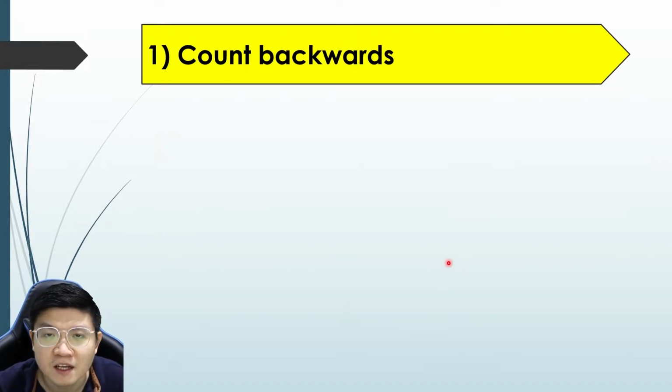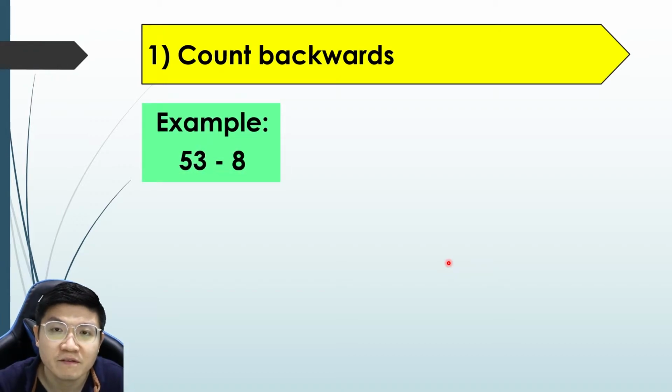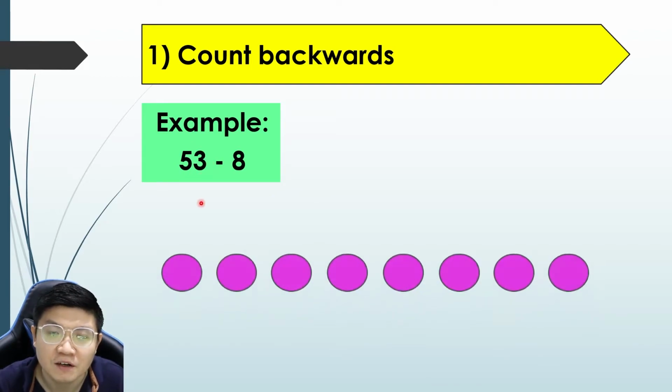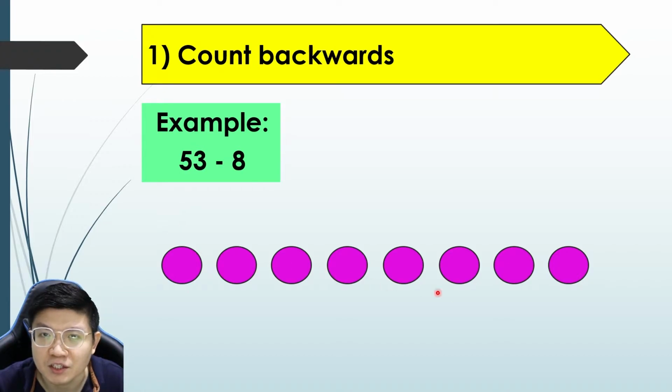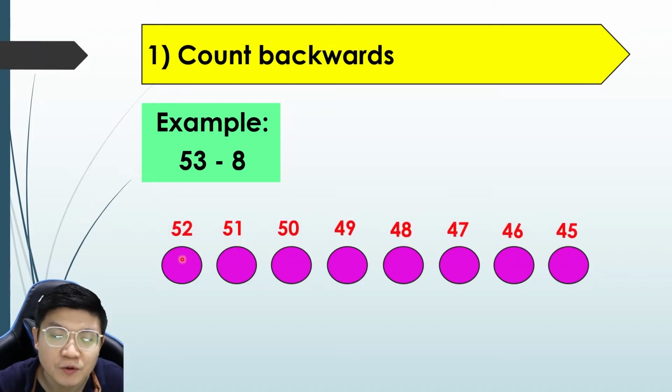The first tip that I want to share with you is count backwards. For example, 53 minus 8. Starting from 53, we count 8 backwards, right? So I put here 8 images. Now starting from 53, we count backwards 8 times. So 52, 51, 50, 49, 48, 47, 46, and 45. So the answer is 45 for this question.